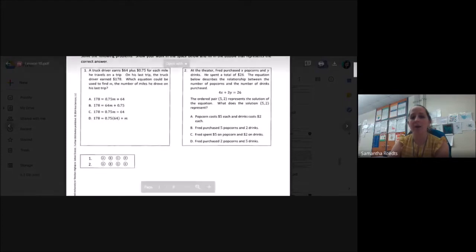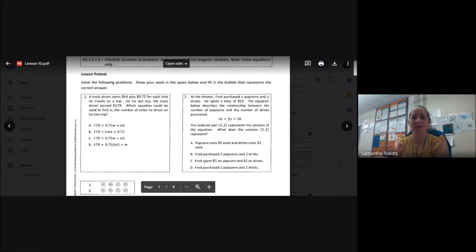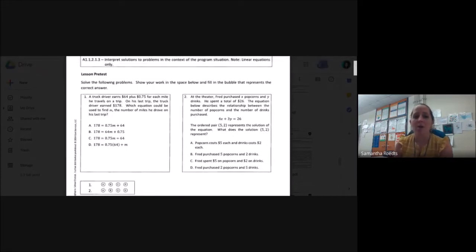So number one, a truck driver earns $64 plus 75 cents for each mile he travels on a trip. On his last trip, the truck driver earned $178. Which equation could be used to find M, the number of miles he drove on his last trip? So we know that the truck driver earned $64 plus 75 cents per mile. So M is going to represent our miles. Okay, so I have an M in each one of these.